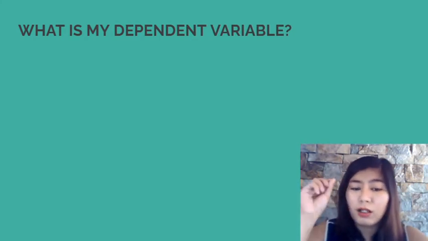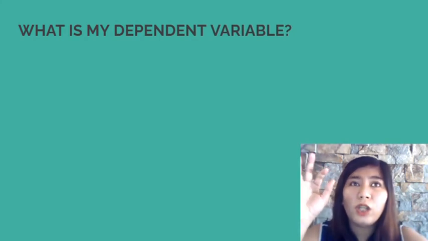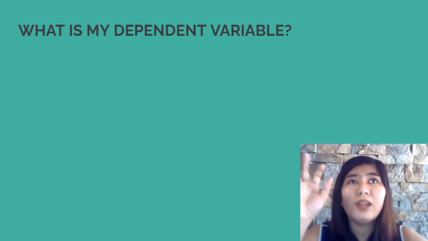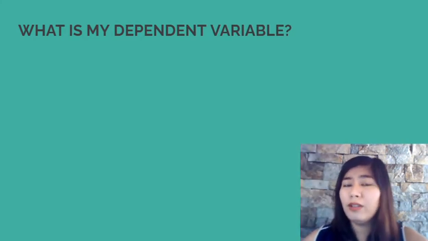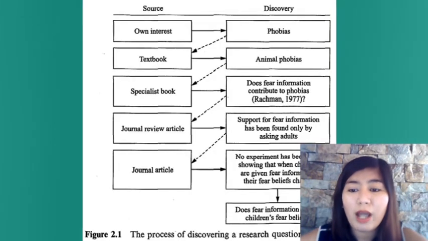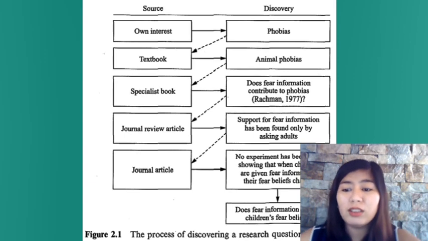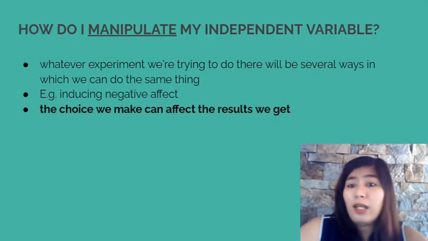Next, as we identify this particular outcome, of course, we try to think of antecedents or key factors that affect how this particular outcome variable changes. So in our example, we have here dependent variable as the children's fear beliefs, okay? And the independent variable here is the information change. So how do you then manipulate this particular independent variable?